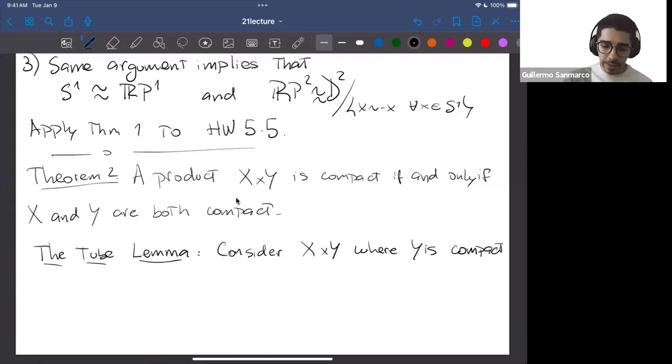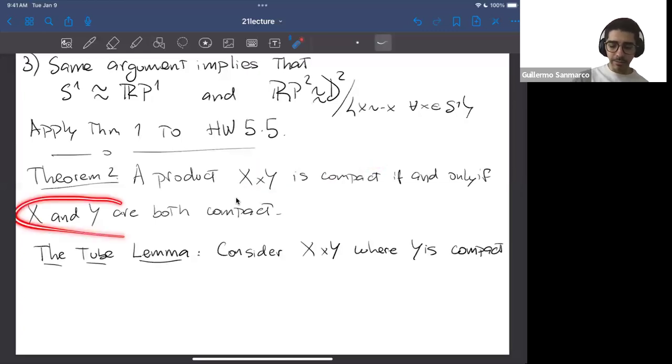So by the way, I should say this direction is easy: only if the product is compact, then X and Y are compact. That's clear because we have surjective maps from X cross Y to X, namely project onto the first coordinate, and also to Y, namely project onto the second. So we do know that if the product is compact, then both X and Y are compact.